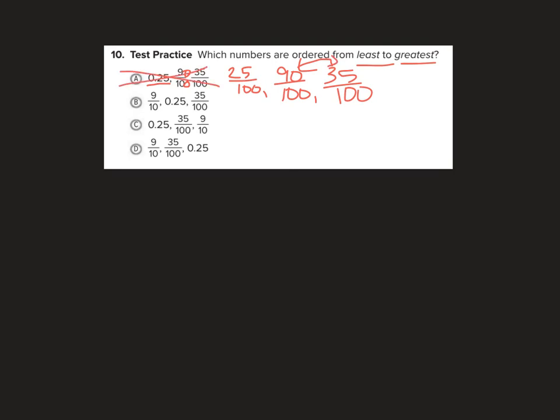So we have 9 tenths, 25 hundredths, no, that's not, we're looking for the one that's 25 hundredths, 35 hundredths, 9 tenths. 25 hundredths, 35 hundredths, oh, well, there it is. Nice. Okay, because this one is greatest to least, right? So they always throw that trickier one in there to make sure they catch you if you don't read the question carefully enough.